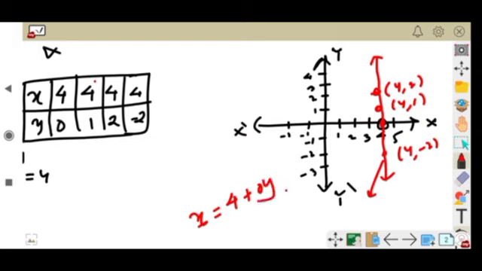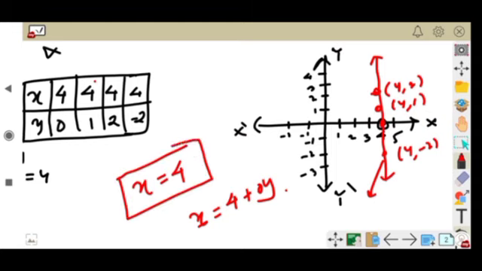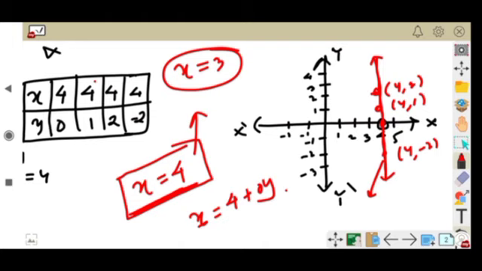If you are given x equal to 4, and the question tells you to represent this equation x equal to 4 in the Cartesian plane, what will be the graph? You will get a line which is parallel to the y-axis. So when I give in terms of x, this line will be parallel to the y-axis. For example, if I give you x equal to 3, what will the graph be? It will be like this.